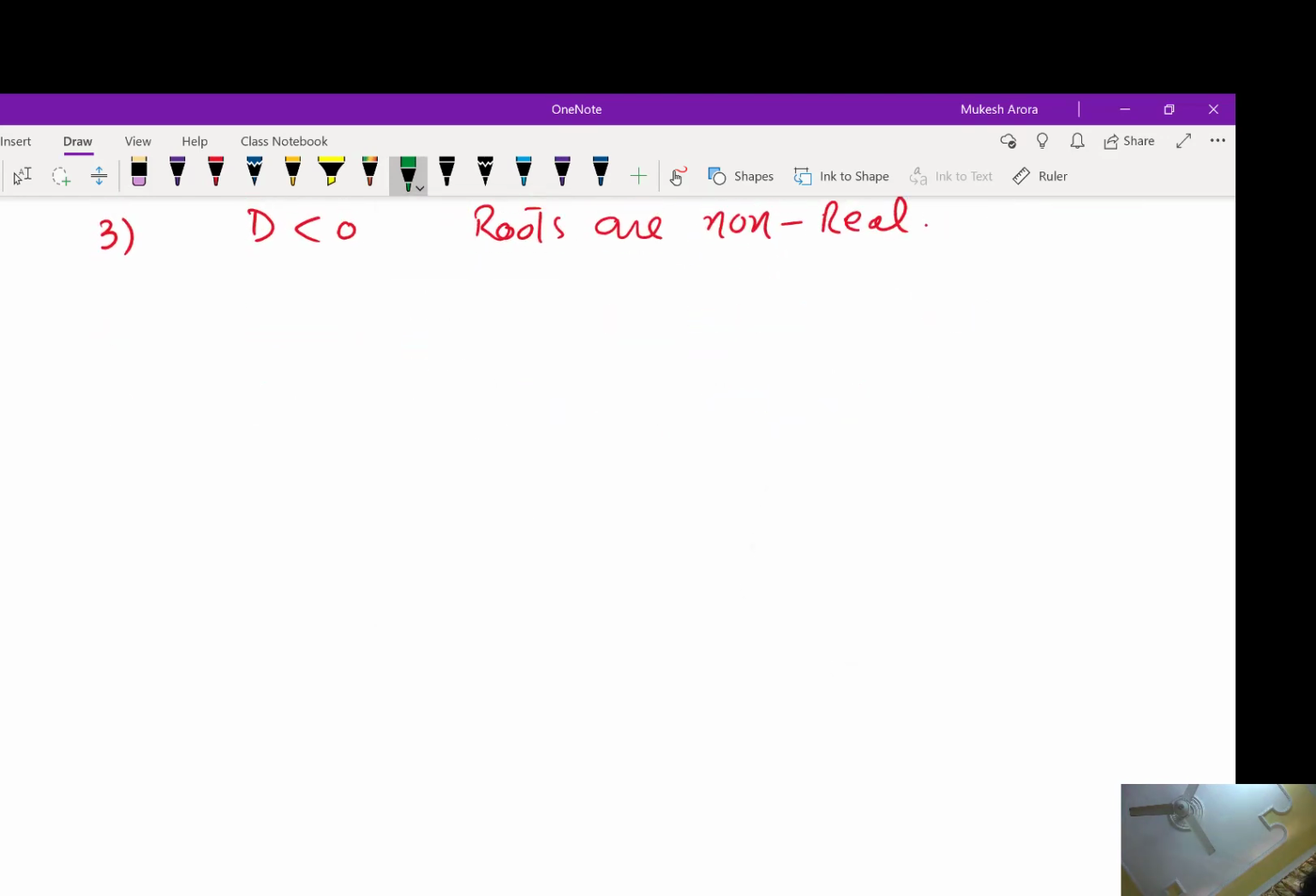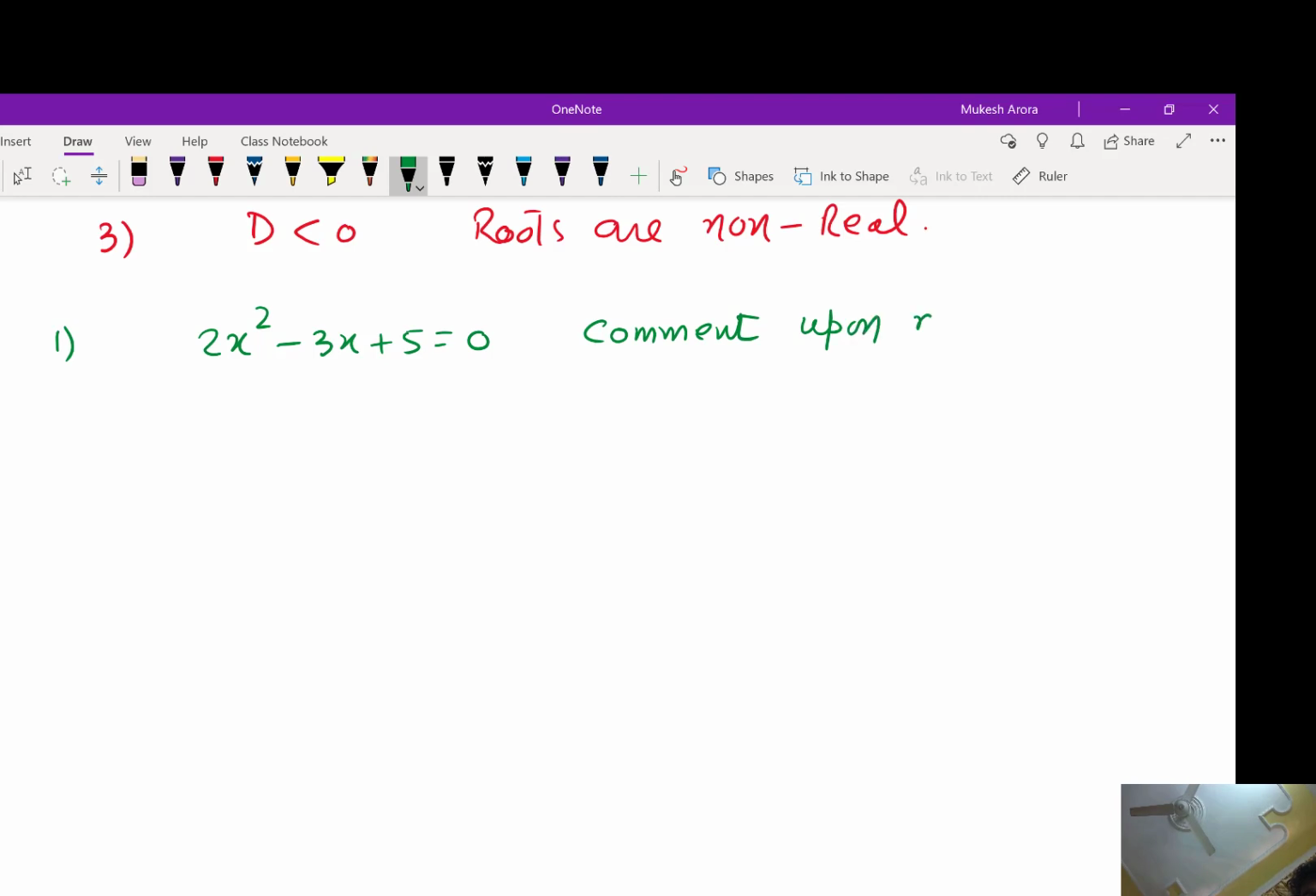First, if the question is 2x square minus 3x plus 5 is equal to 0, comment upon the nature of roots; if real, find them. So the question is very clear. If real, meaning if it has non-real roots, then we will not find them.